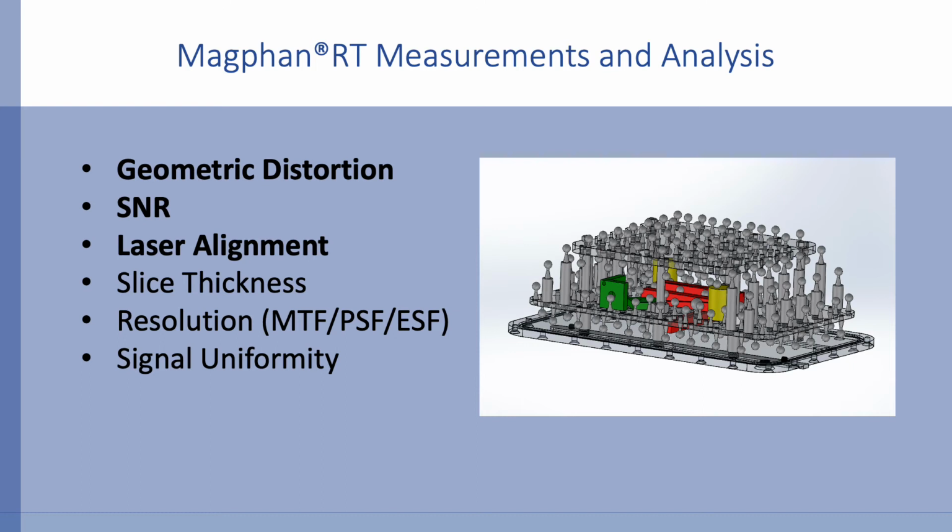Slice thickness, resolution, especially edge spread function measurements, and signal uniformity and signal to noise ratio are general MR system checks. Beyond the main concern for quantification of geometric distortion, these measurements can be quite useful in alerting the clinical team to an issue.